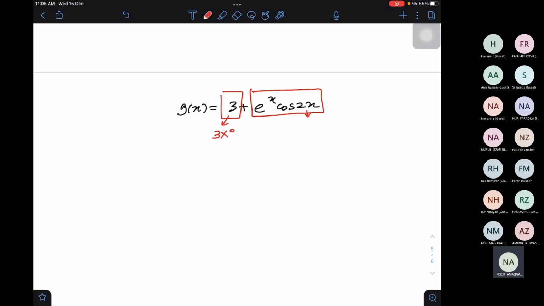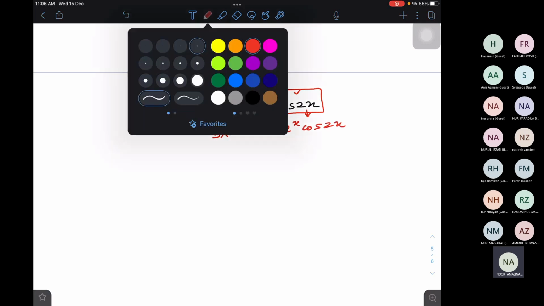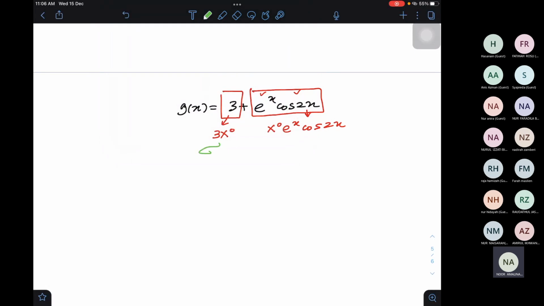Dan bila dia ada trigo, dia must be the combination of polynomial, exponent and trigo. Exponent ada, trigo ada, polynomial yang tak ada, so kita boleh rewrite dia jadi x0 exponent x cos 2x. So from here, you akan dapat n equal to 1, kuasa tambah 1. So differential operator untuk polynomial adalah D to the power of n, so D to the power of 1. So your differential operator is equal to D untuk yang pertama.